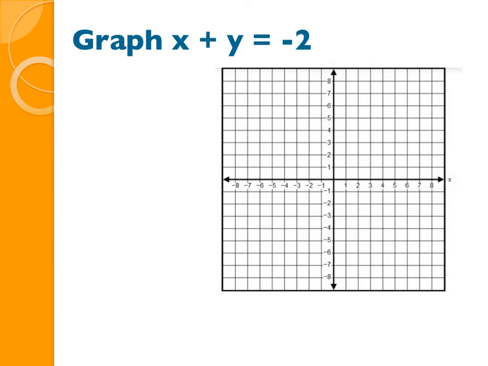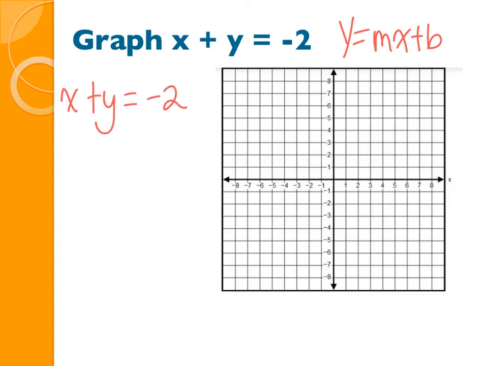So I'm going to write my equation up here. I want it in y equals mx plus b form. But my equation is x plus y equals negative 2. Just like when we were doing equations, I want to get the y by itself. So I'm going to move my positive x over with my negative 2. To get rid of a positive number, I'm going to subtract. So I'm going to subtract x from both sides. x minus x gives me 0, so y equals negative 2 minus x.